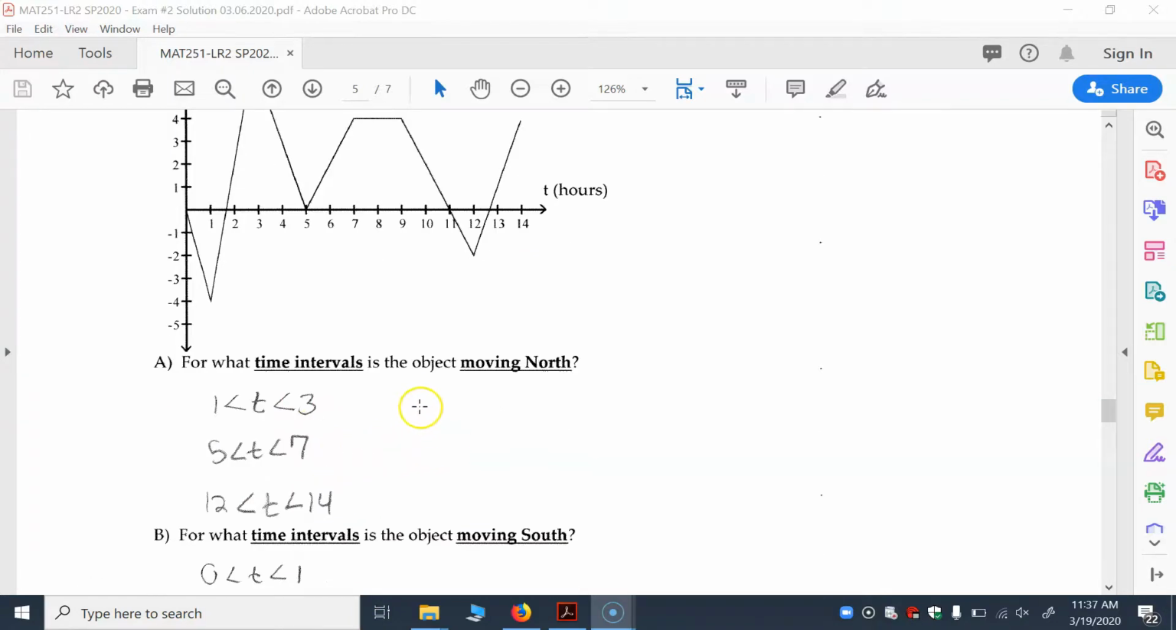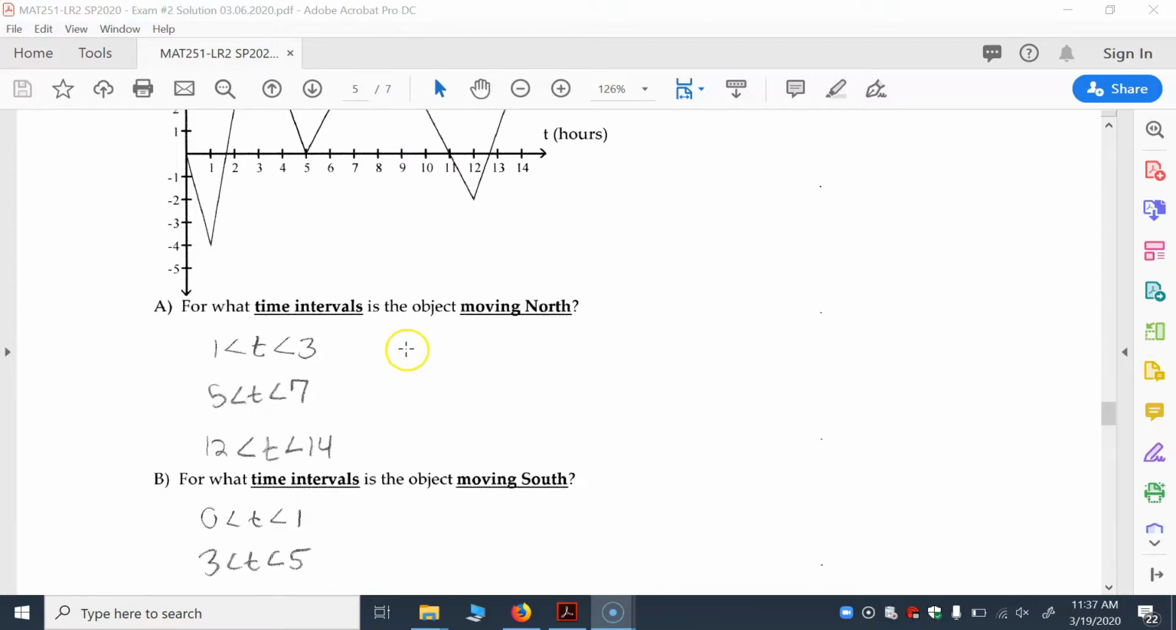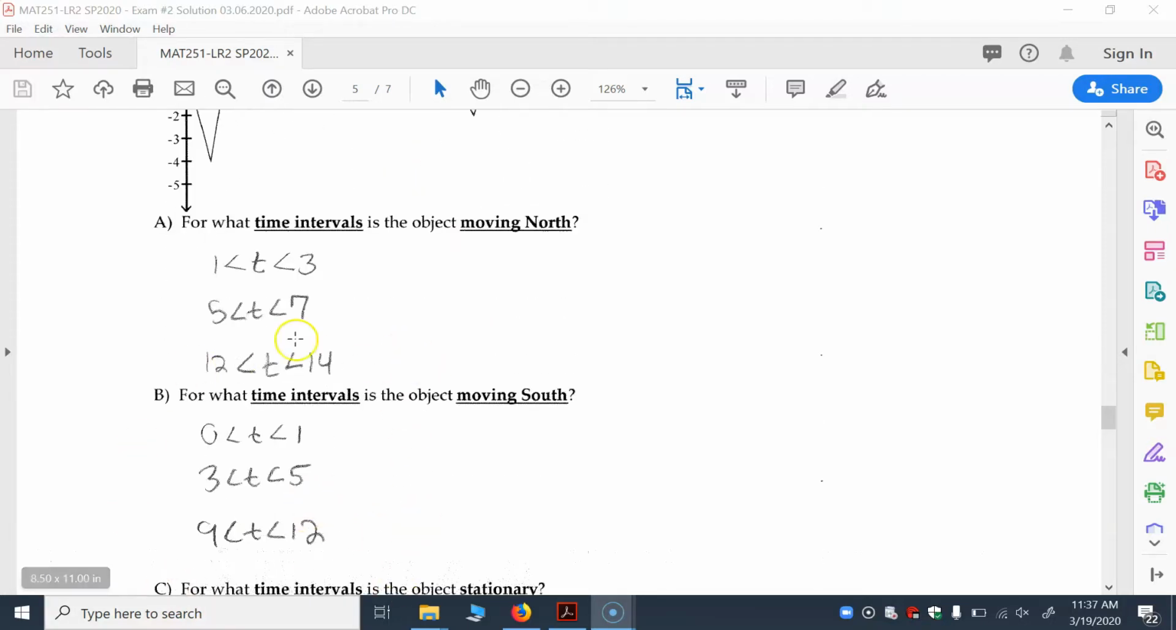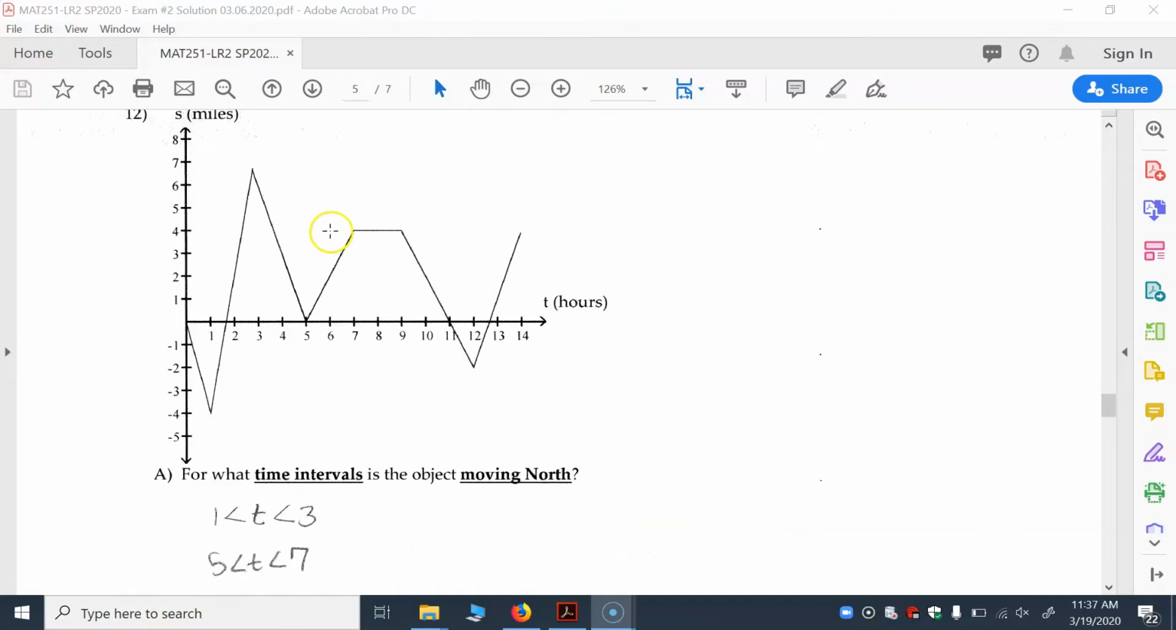Some of you put these in parentheses, like an interval notation. That's fine. When is the object moving south? All right, well, we have three intervals there. 0 to 1 on this segment, 3 to 5 on this segment, and 9 to 12 on this segment. Okay, so there's those values there. And then when is the object stationary? All right, we can see between time 7 and 9, that's when the object is stationary.